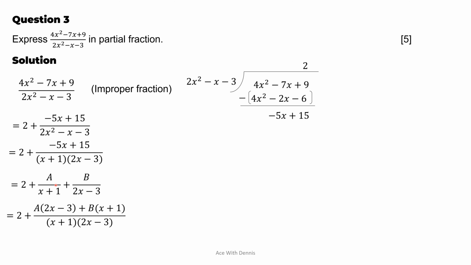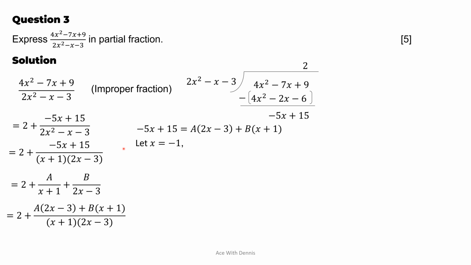So when we combine them, we get A times (2x minus 3) plus B times (x plus 1), over (x plus 1) times (2x minus 3). So from here, we compare the numerators: negative 5x plus 15 equals A times (2x minus 3) plus B times (x plus 1). Okay, this is the original fraction.